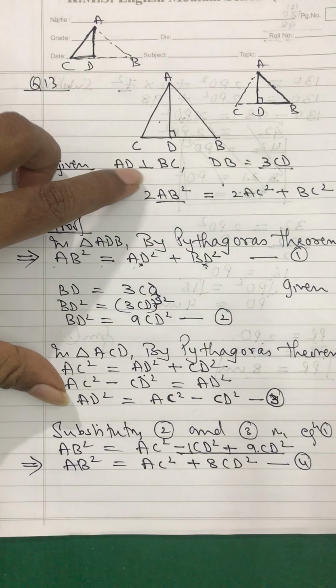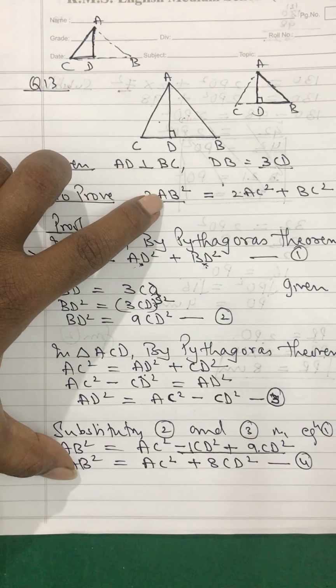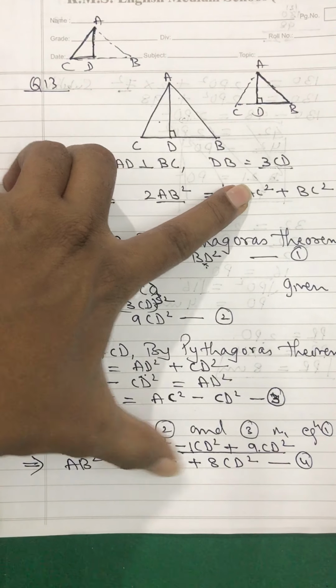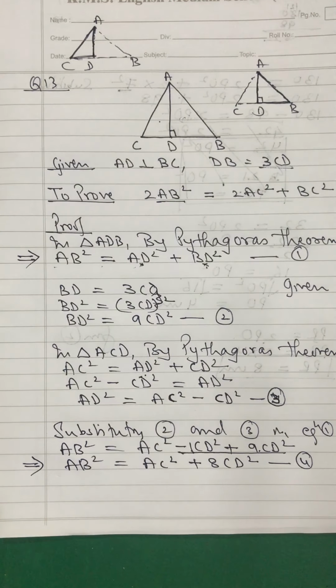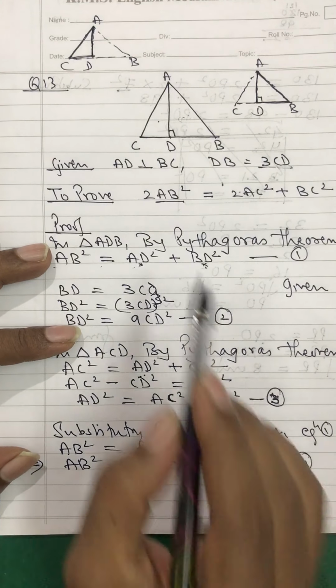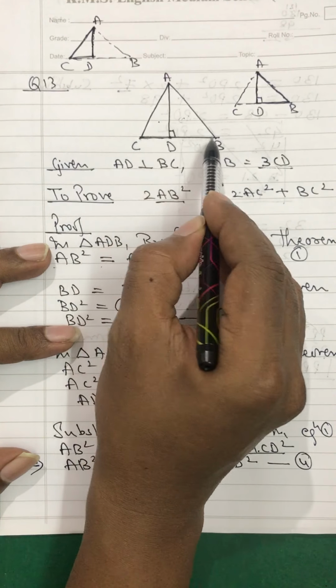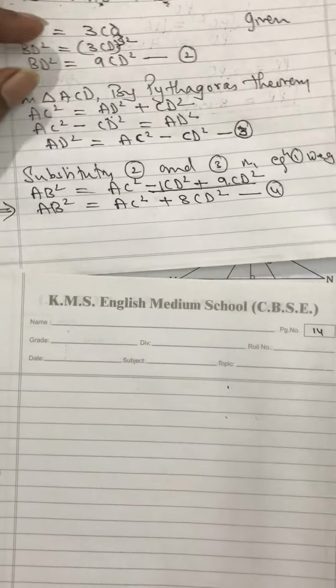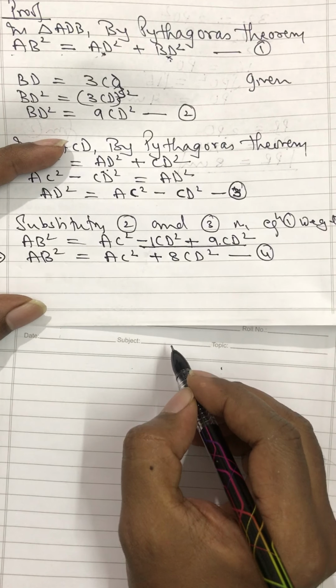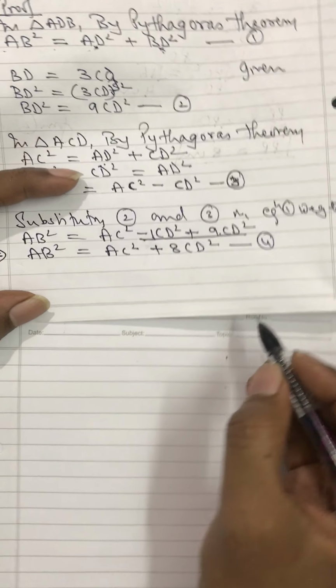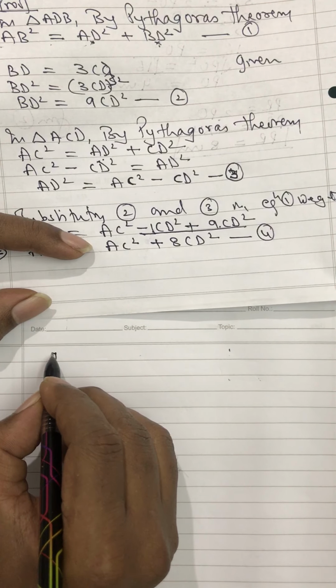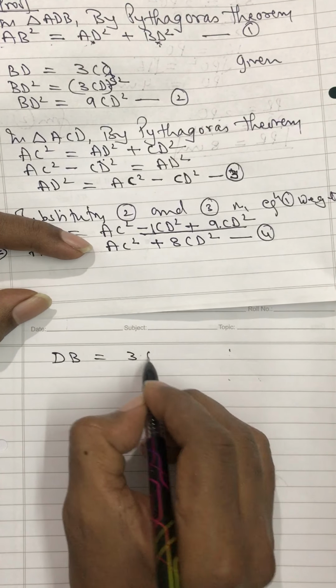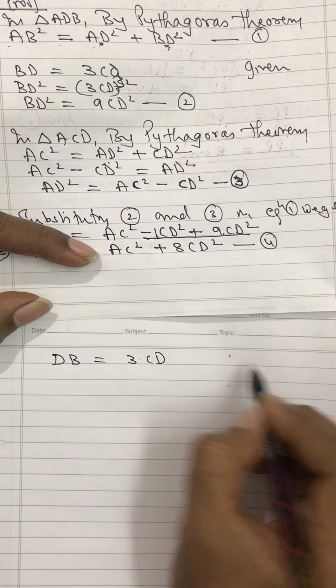Now if you compare where I have to go over here, AB square I have got. AB square is equal to AC square also I have got, but in place of CD square I want BC square. Means in place of CD I want BC. In place of CD I want BC. So here what we have to do is, see my dear students, I want the relation between, see what we have, they have given us DB is equal to 3 CD, this is what they have given us.